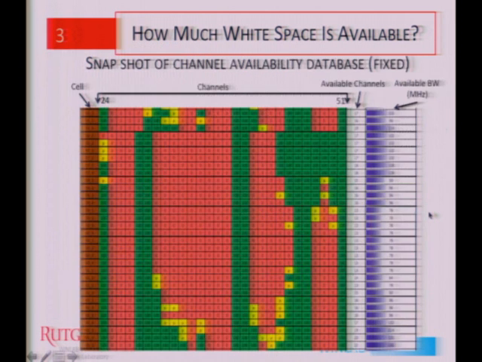All this comes down to a database looking like this. This is just a snapshot of it, where the red cells are cells in which no channels are available. The green ones are completely available. The 100 means 100% available, and the yellow ones are partially available. But for our study, we considered the yellow ones as not available, so that's a conservative step by us. And these are the cell index, available channels, and available megahertz. We use this sort of database to see how much white space is available.